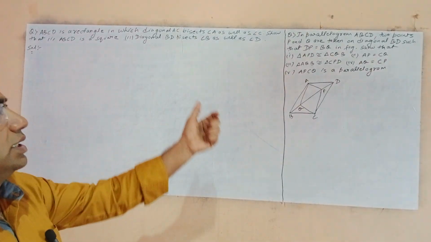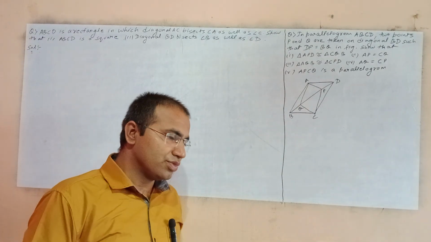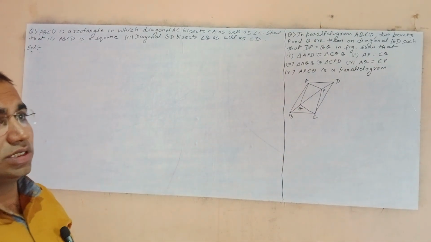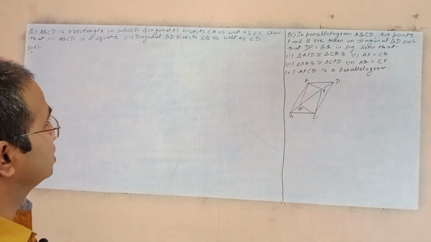See here, two questions are written. These questions are from the quadrilateral chapter of your NCERT book. So today we will discuss these questions, how we will write the solution of these questions. Okay? So let us see the first question.